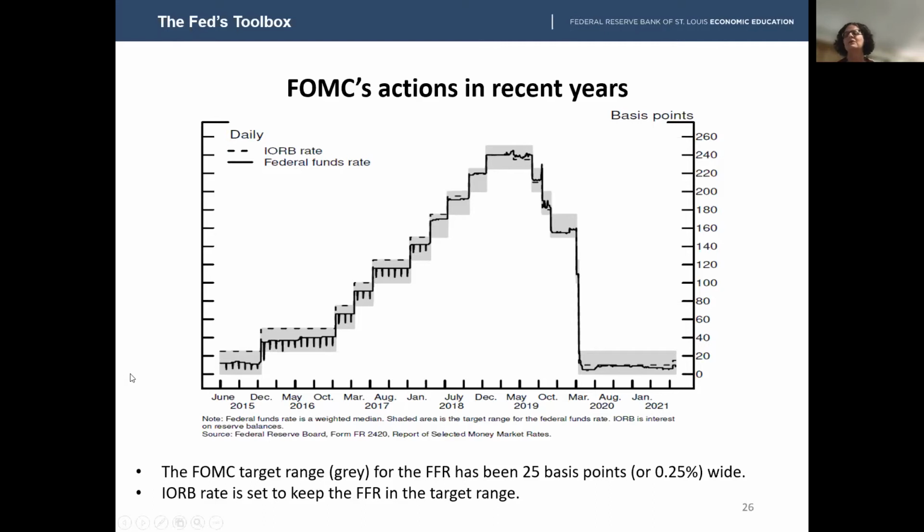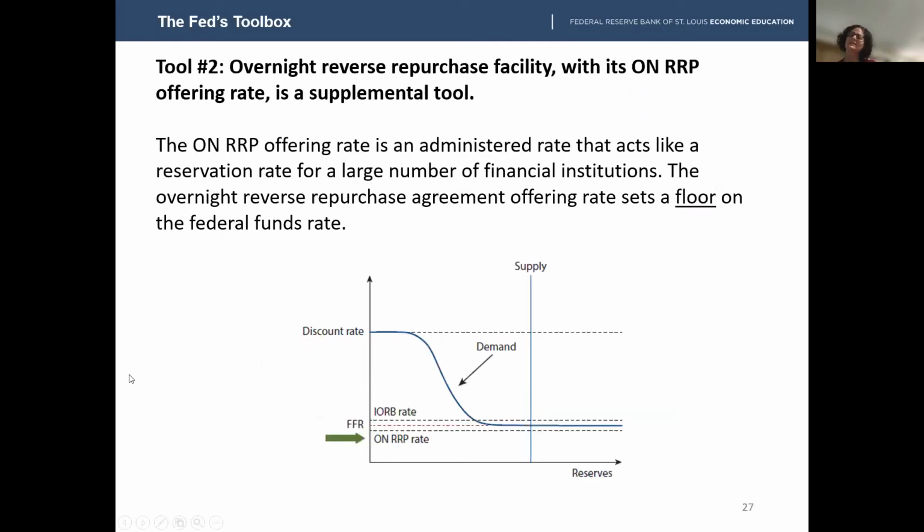Okay. So this next slide, if you have time, the next tool we would like you to talk about with your students is what we would say is the supporting tool to interest on reserve balances, which is the overnight reverse repurchase facility. Now, interest on reserve balances is only available to depository institutions, and an easy way to think about it is the banks. But over time, there have been many other large financial institutions that play a role in financial markets. And so the overnight RRP facility was introduced to a large number of other big financial institutions.